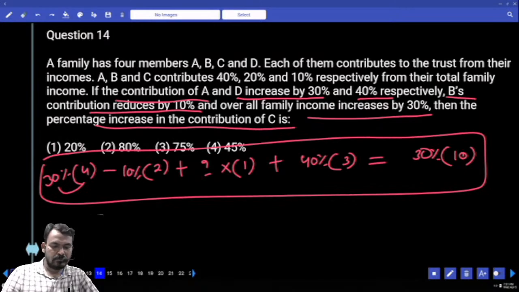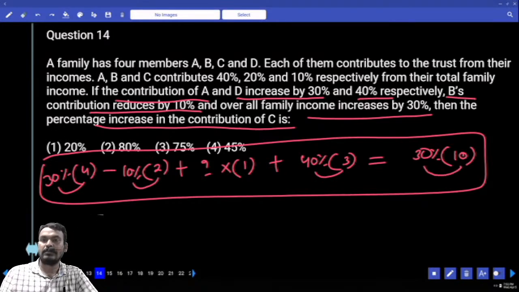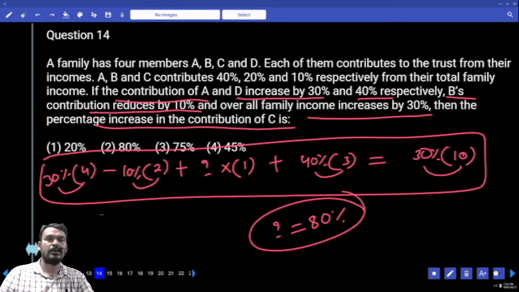4 into 30, how much? 120. 10 into 2, that is 20. Difference 100. 3 into 40, that is 120. 100 plus 120, 220. Right hand side 300. 300 and 220, difference 80. Then question mark equal to how much? 80%. Something into 1 is equal to 80% means that something's value is 80%.